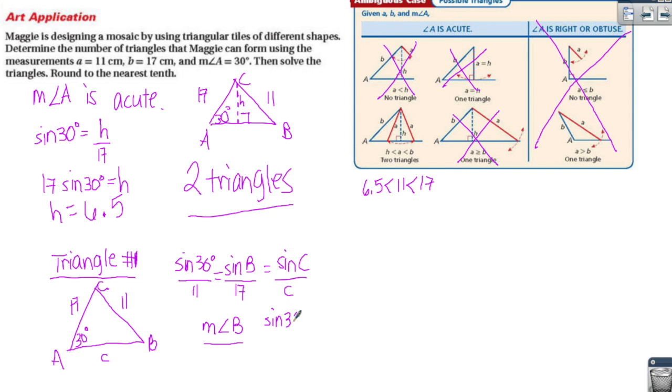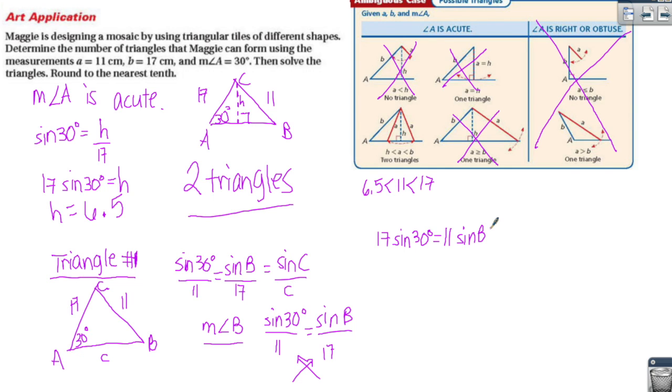So I'm going to use the first two fractions like so, because I'm looking for angle B anyway. Then we're going to apply your cross multiplication steps. Let's write it up here. So 17 multiplied by sine of 30 degrees is equal to 11 multiplied by sine B. Very nice. We've set up our equation.